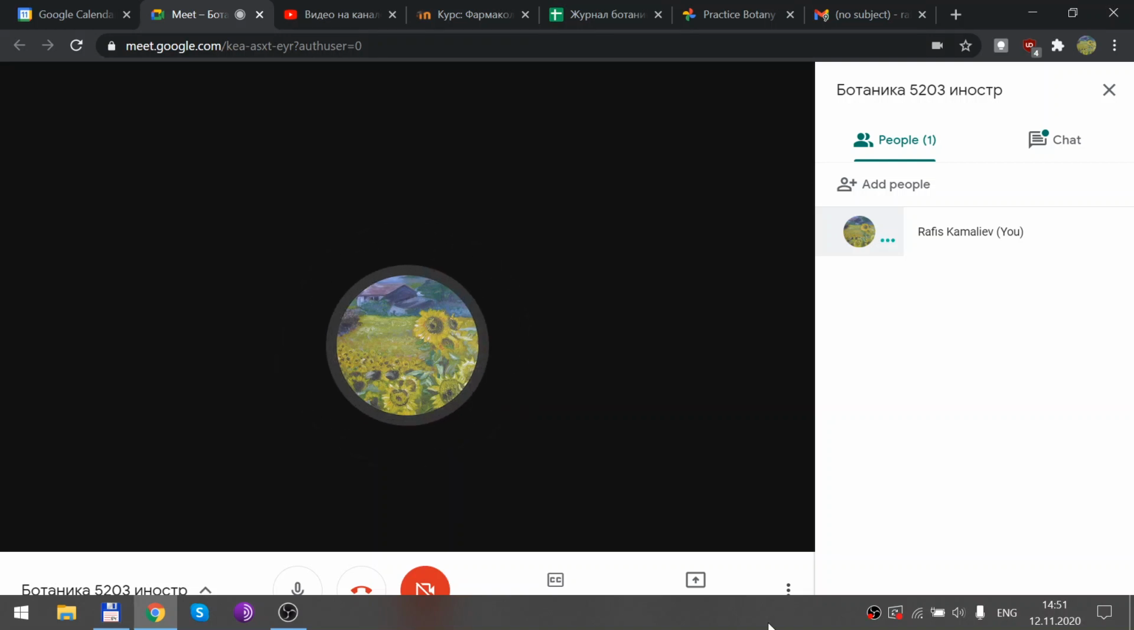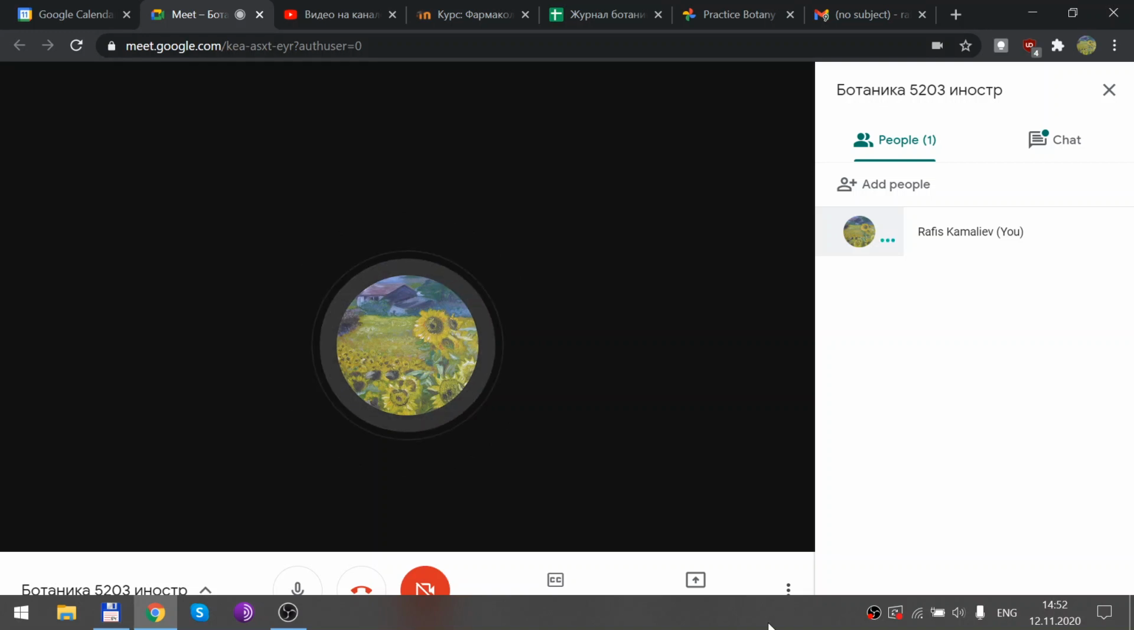Caryopsis looks like a seed rather than a fruit. Kernels of corn and wheat are fruits of this type.